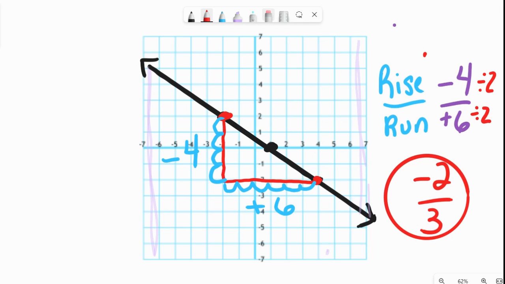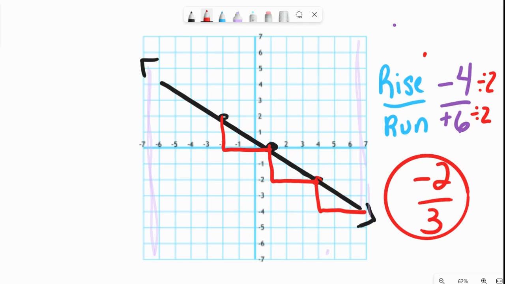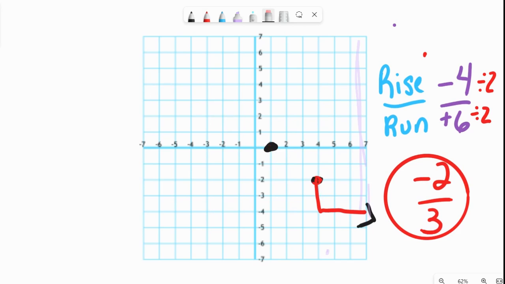And I just want to show you the pattern. So I could continue this pattern down. Whoops, sorry about that. Let's put this line back so we can watch that pattern that's happening here. I'll stick that extra point in there. So if you notice, I'm going down 2 to the right 3, down 2 to the right 3, down 2 to the right 3. That should always hit my line. That's how that works.